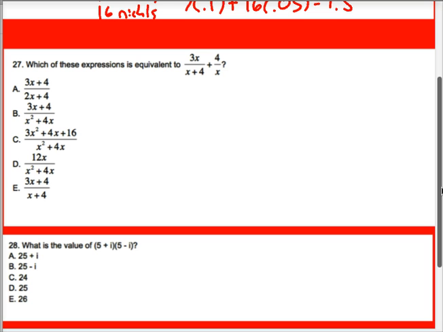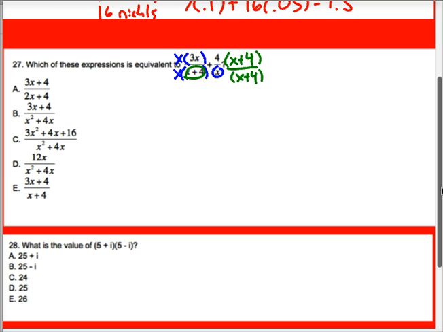Which of these expressions is equivalent to that? So this is another common denominator question. In order to add or subtract these, we need a common denominator. So the easiest way to find a common denominator, well, see this x here? These are missing that x. See that x plus 4 here? Well, these are missing that x plus 4.